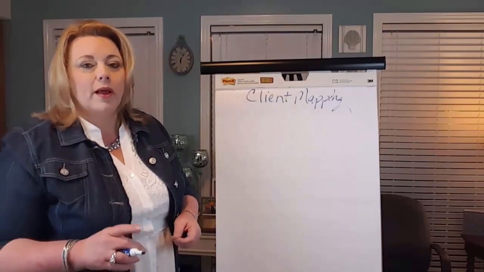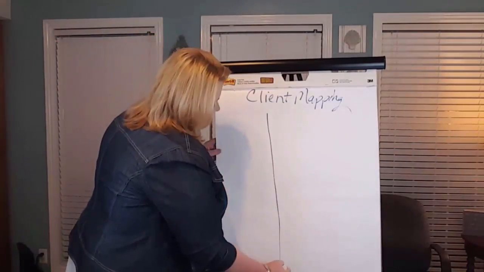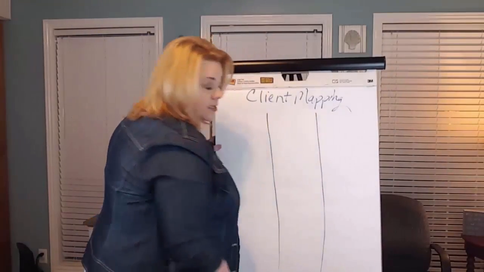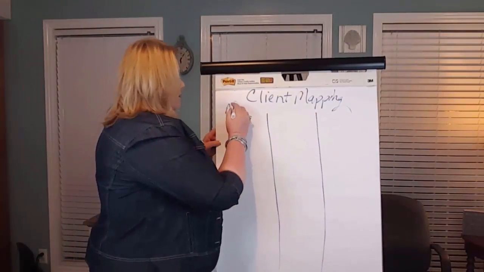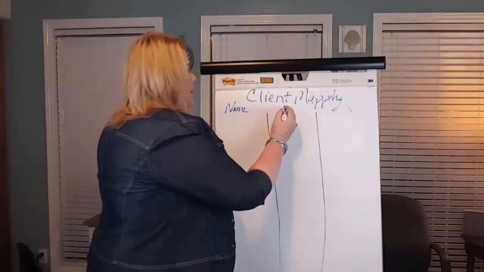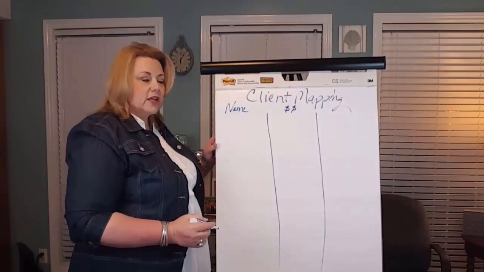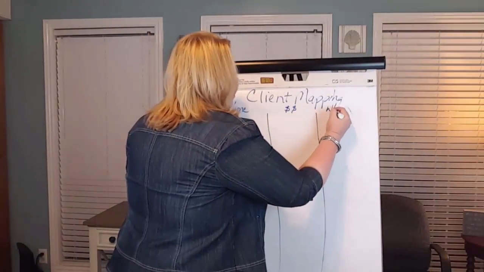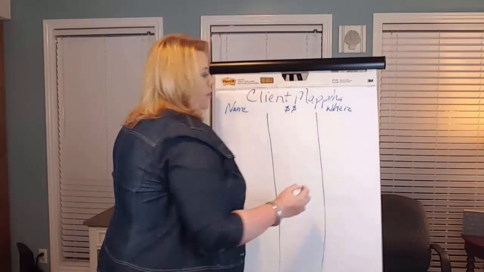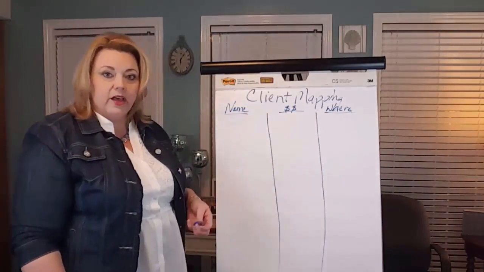So we want to start by creating a chart. We're going to have 3 columns here. The first column is going to be who is the client. So their name is going to go in the first column. The second column is going to be how much money did they spend with you. And then the third is going to be where did they come from. Okay, so where did they come from? Name, dollars, and where did they come from?